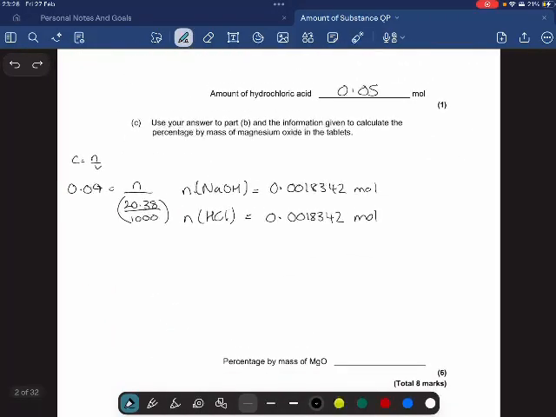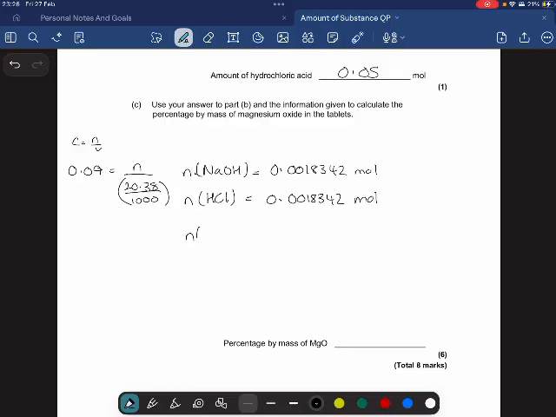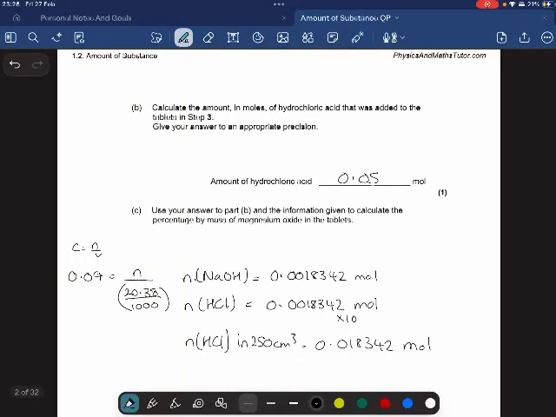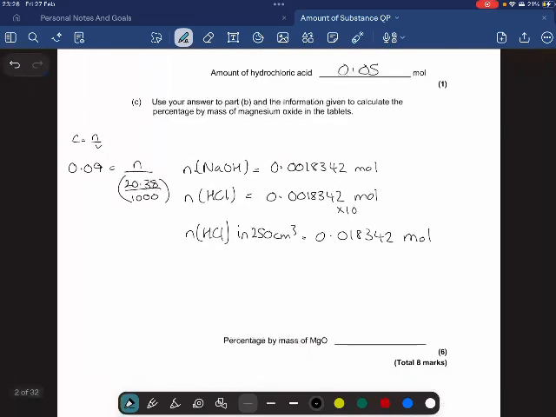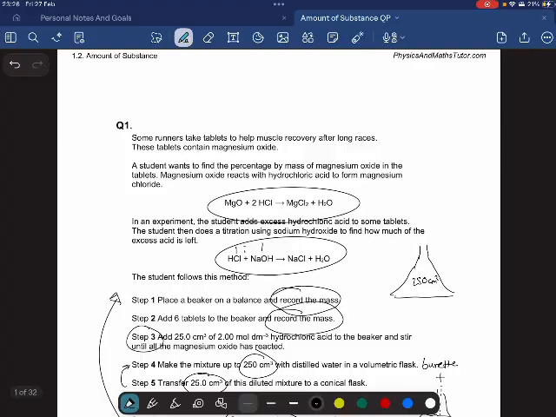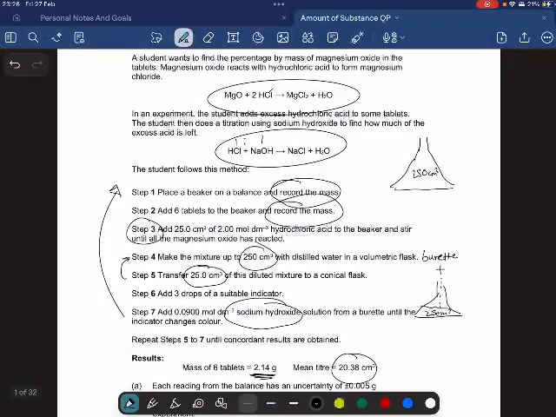So for this to be the amount of moles in 250 centimeters cubed, we have to times it by 10. So doing that, we get 0.018342 moles. Now, another thing with these back titration questions is there's going to be a compound that is used in more than one way, basically, right? We've got an HCl here and an HCl here, right?